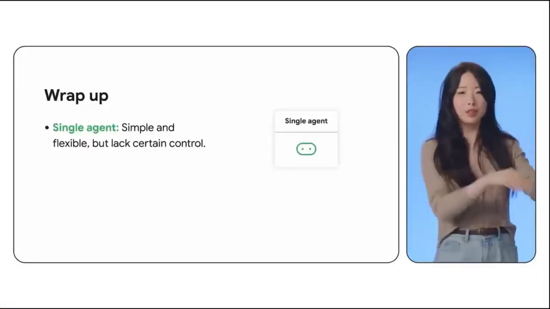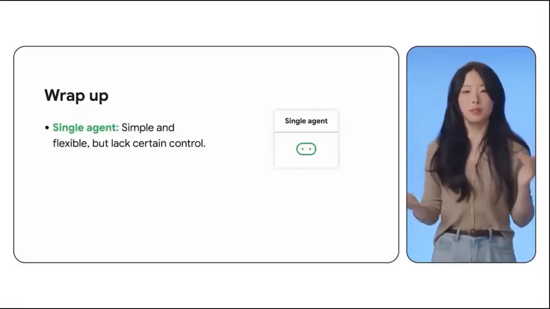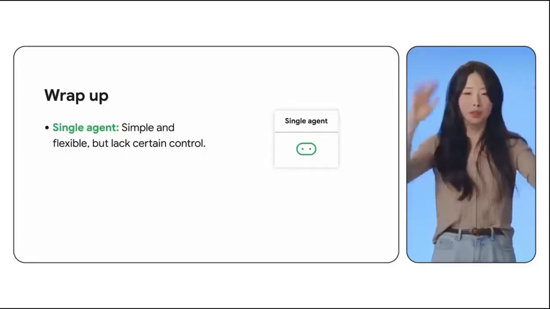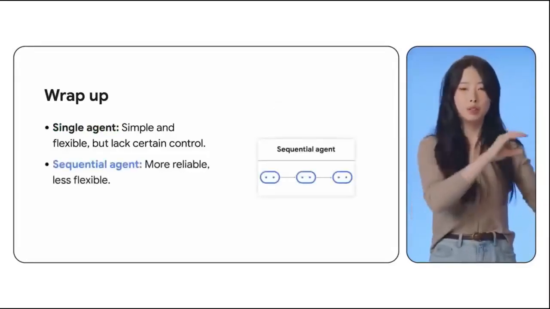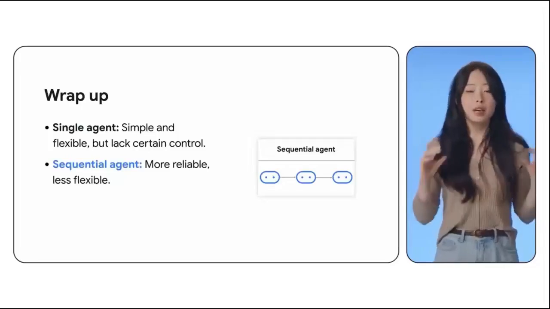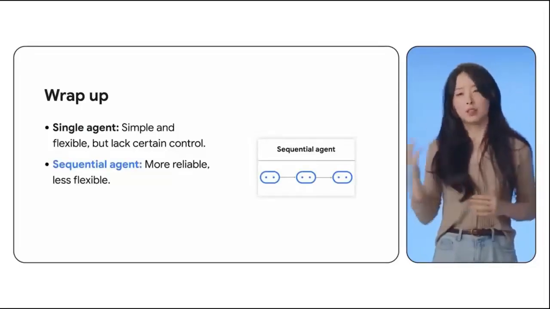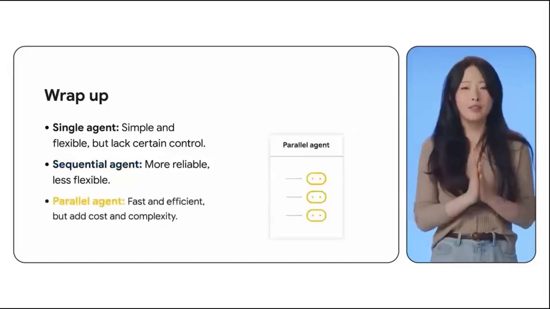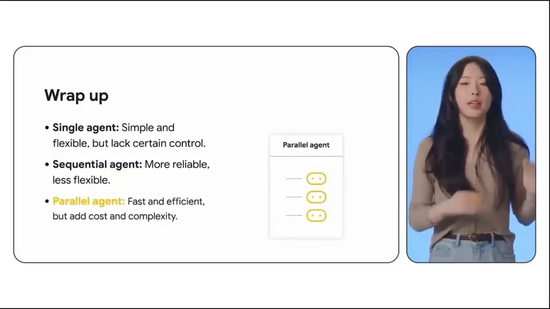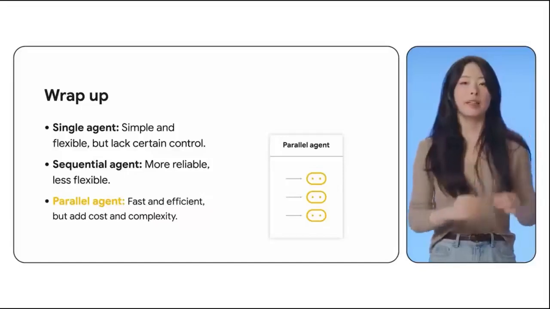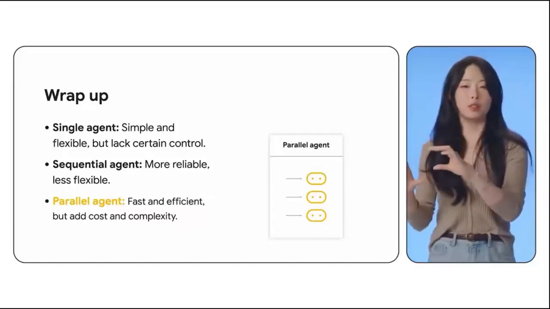Alright, let's recap what we covered so far. We covered the single agent. It is simple to implement and can be very flexible, but it lacks control over the whole system. We also covered the sequential agent. It adds a certain level of control and makes the system more reliable, but it is not very flexible. And lastly, we covered the parallel agent. It is fast, efficient, and great for independent tasks, but it can add cost and complexity to your system.